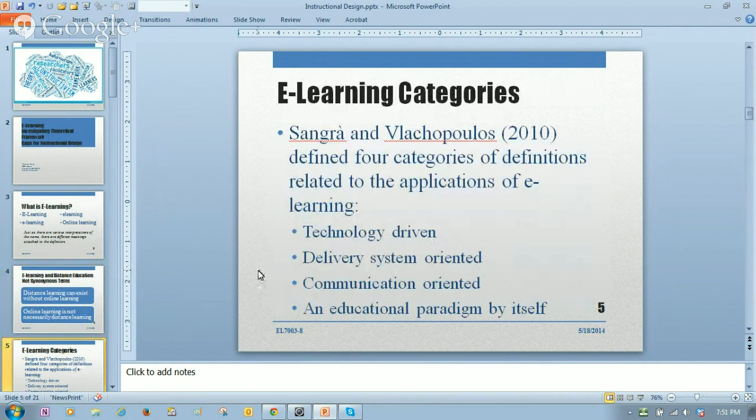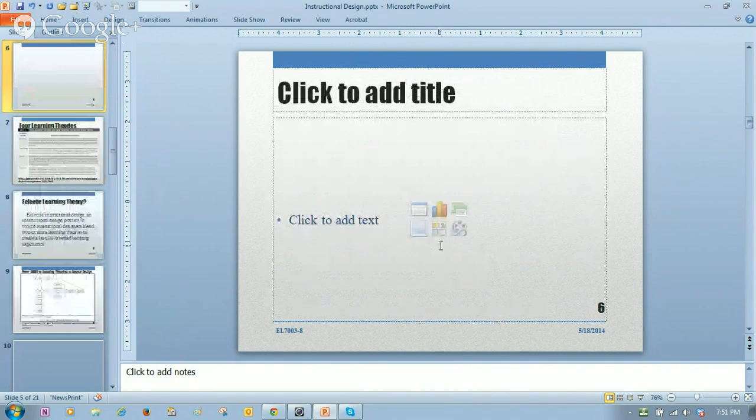Now, I'm not going to even try to pronounce this. Vahopoulos and Sangra defined four categories of definitions related to the applications of e-learning. Well, see, I said I was going to try, and I did. It could be technology-driven, delivery system-oriented, communication-oriented, or it could be an educational paradigm by itself. And that was of interest and led me to the next slide.